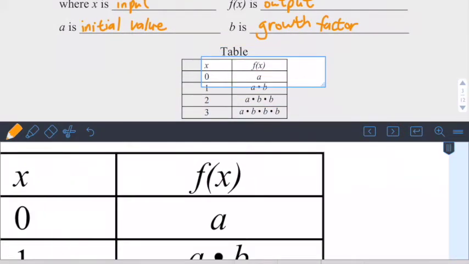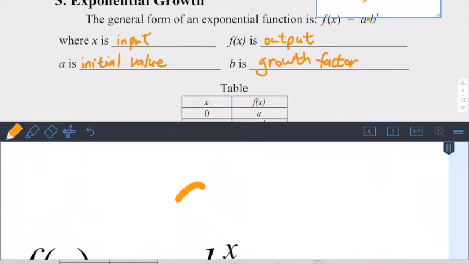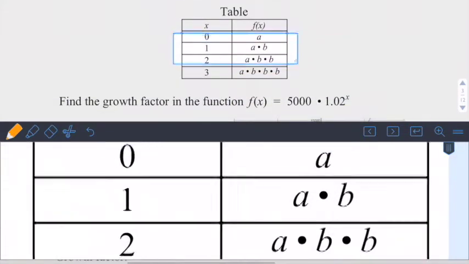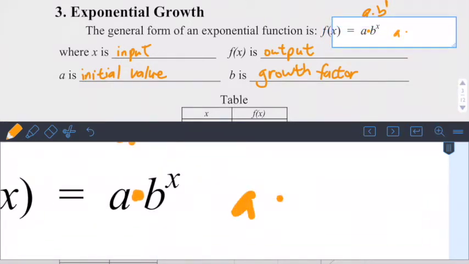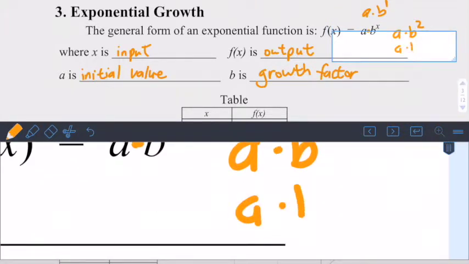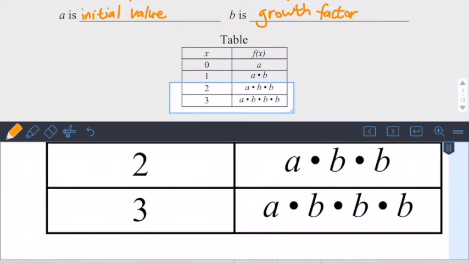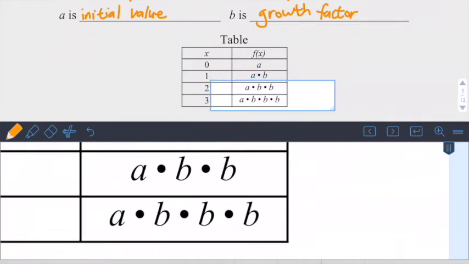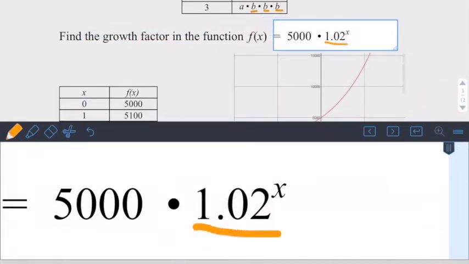So if we look at a table, we start with our a, and as we plug in 1, that means a times b to the first, right? So if we plug in 1, we have a times b. If we plug in 2, we have a times b squared, which is a times b times b. You see how we're multiplying by the same thing every time? When we plug in 3, we have a times b times b times b, which was just the last one, times another b. So to find the growth factor, it's really easy in the function, 1.02.